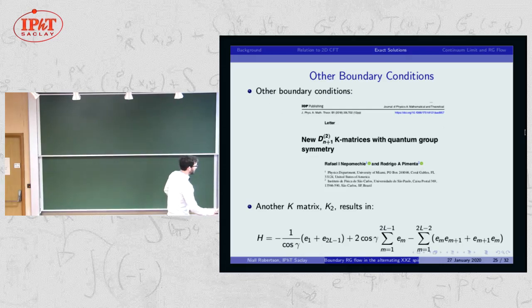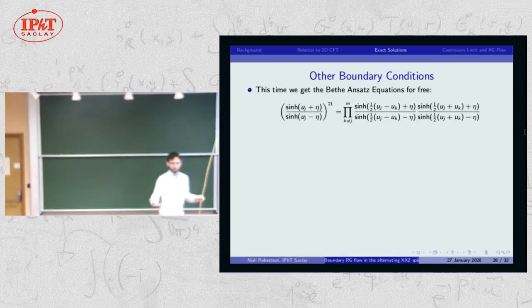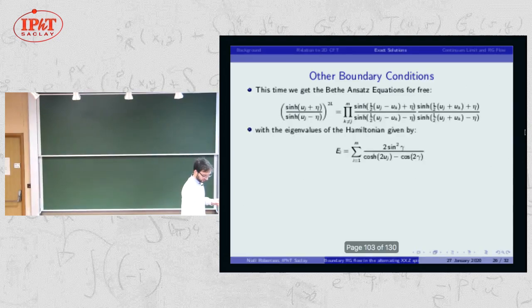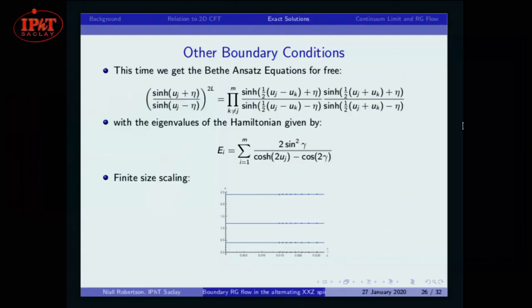So again, this part is exactly the same as the Hamiltonian I just presented, but we have this boundary term here with a Temperley-Lieb algebra generator acting on the first and second last sites. And in this case, we actually get the Bethe-Ansatz equations for free. They were already there, they were correct, so we can just immediately study the continuum limit without having to derive new ones. And again, the same form of the energy eigenvalues in terms of these roots. And in this case, we get something that we're more used to, that is a discrete spectrum.